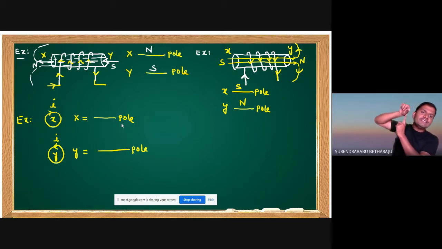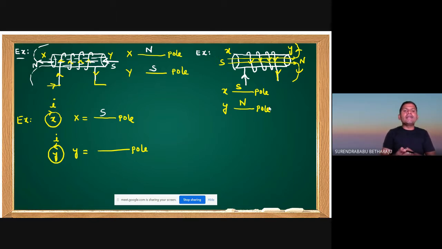That means flux is entering or leaving. Students, understand or not? This is the direction of the current, and the thumb indicates the flux direction. Flux is entering or leaving? Entering. Means at which pole does flux enter? South pole or north pole? South pole. Understand or not?